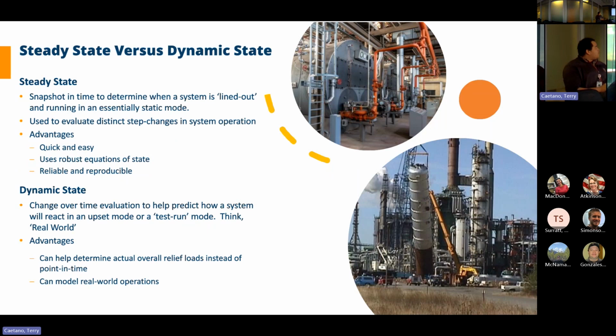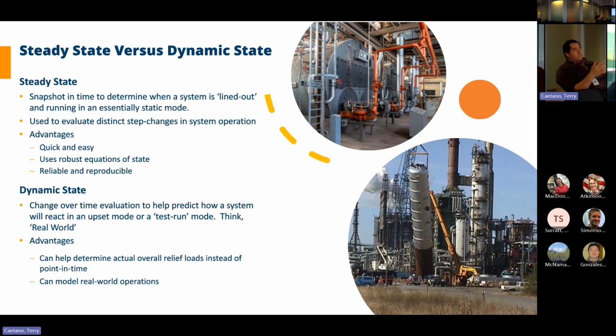So steady state versus dynamic state. The steady state simulation is a snapshot in time. It's when you have a specific basis to work to. So you have set feed conditions, set material balance, set energy balance. And then once you have that set based on refinery data, you can use it to evaluate a distinct step change. You're going to change typically one thing at a time and see how that impacts the rest of the steady state simulation. Some advantages to that would be that they're generally speaking quick and easy.